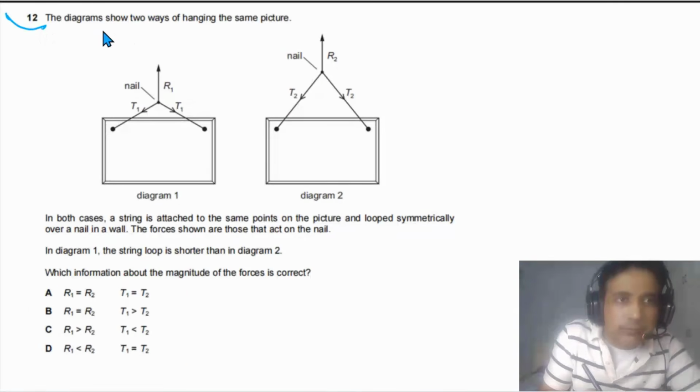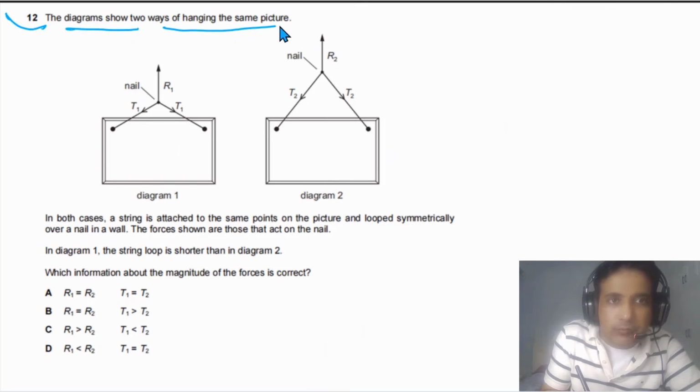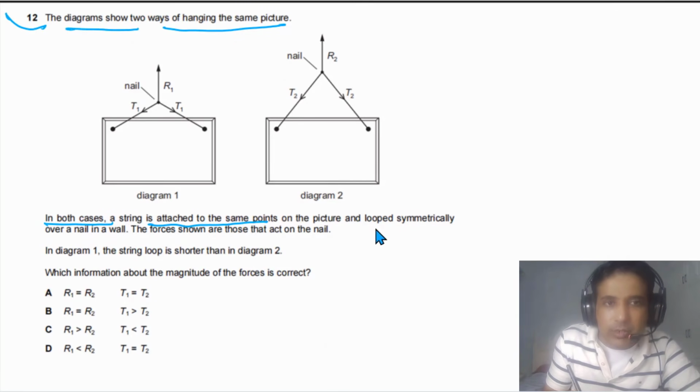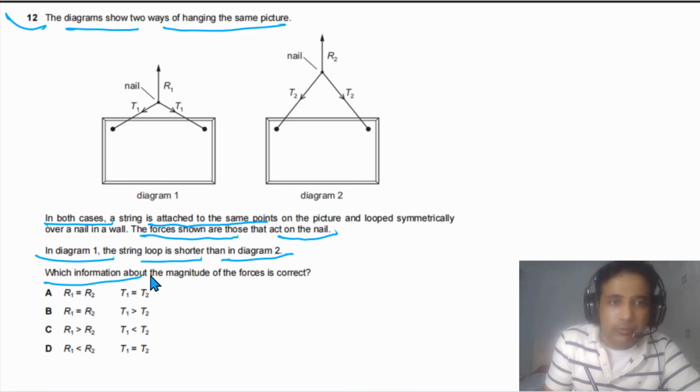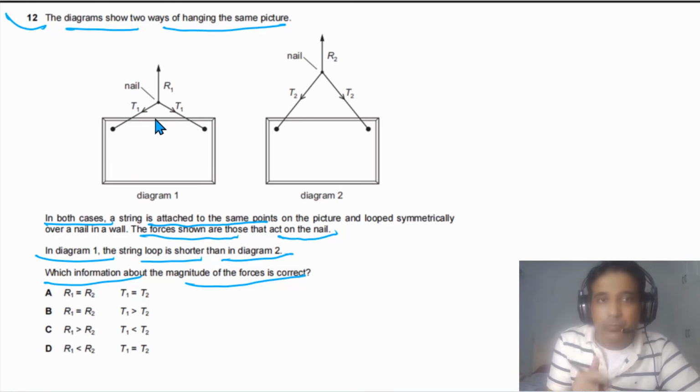Question number 12 says the diagram shows two ways of hanging the same picture. In both cases, a string is attached to the same points on the picture and loops symmetrically over a nail in a wall. The forces shown are those that act on the nail. Very important one, on the nail. In diagram 1, the string loop is shorter than in diagram 2. Which information about the magnitude of the forces is correct? So we need to compare T1 with T2 and we need to compare R1 with R2.